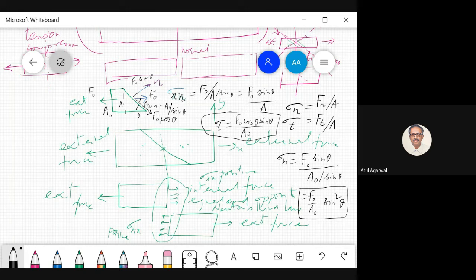And you see, suppose this theta becomes 90 degrees, what happens? This line becomes a vertical line. This is the theta equal to 90 degree plane. So you get F naught by A naught. And what happens to your shear stress? Cos 90 is 0, so your shear stress is 0. Is it all right?